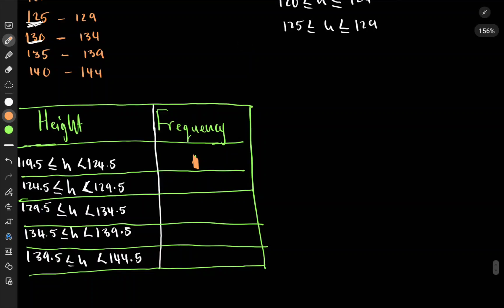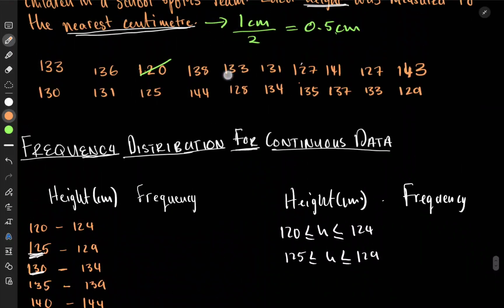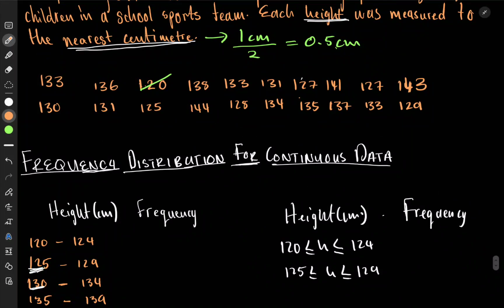124.5 to 129.5. So it should be greater than or equal to 124.5, but less than 129.5. Let's see. 133 is out. 138 is out. 133 is out. 131 is out, because it's greater than 124, but not less than 129.5. There we go. 127 fits. Another 127 fits. We now have 2.